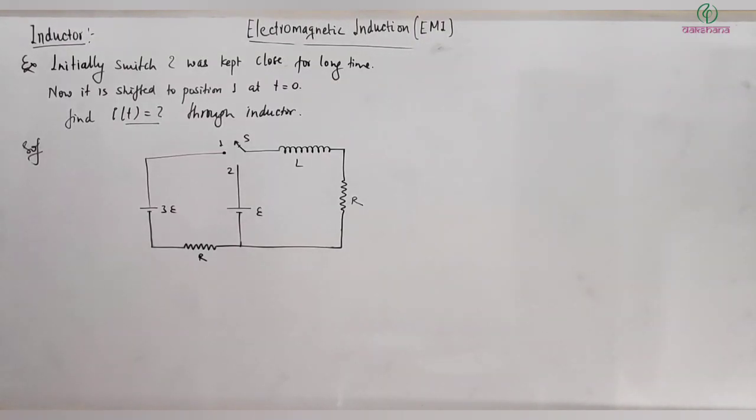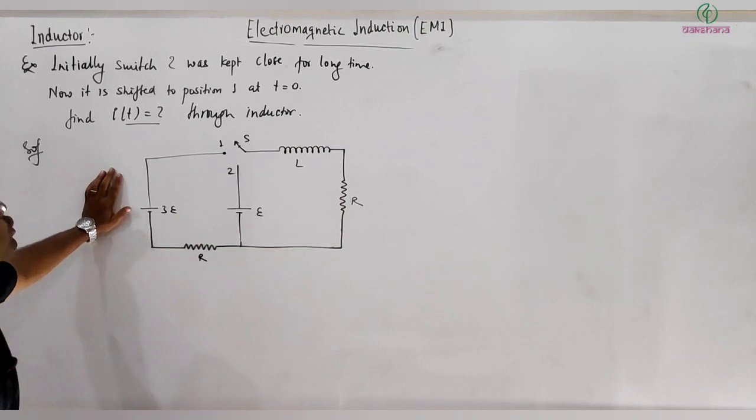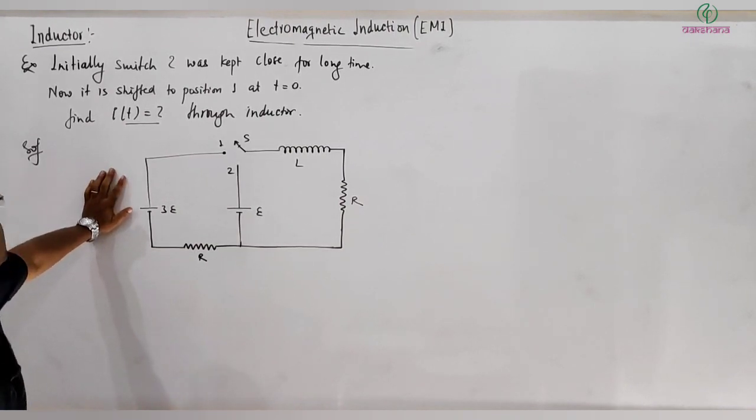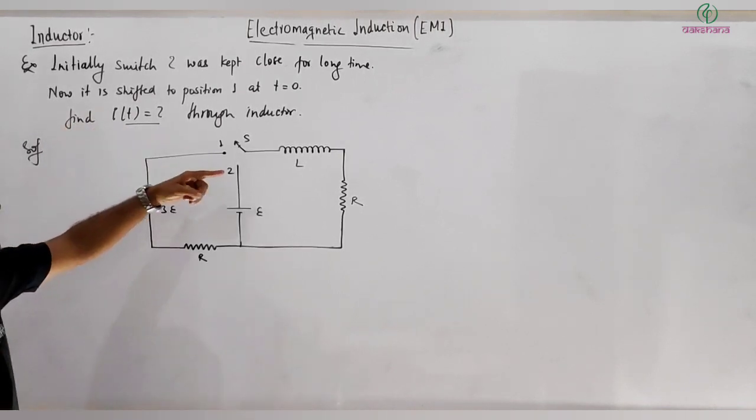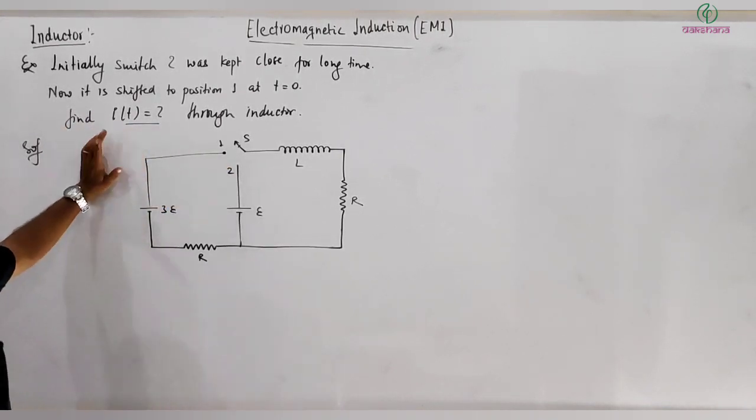Okay, let's see another problem here. Initially switch 2 was kept closed for a long time. Now it is shifted to position 1 at t equal to 0. After that, find the current in the inductor as a function of time.